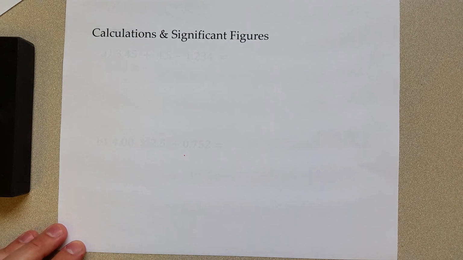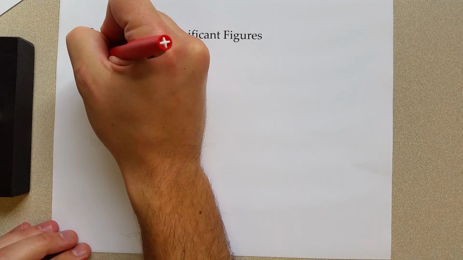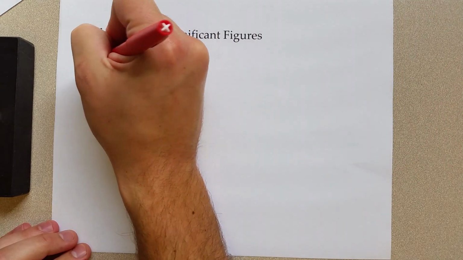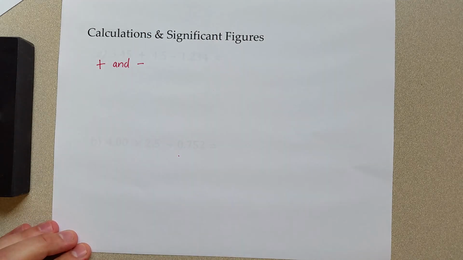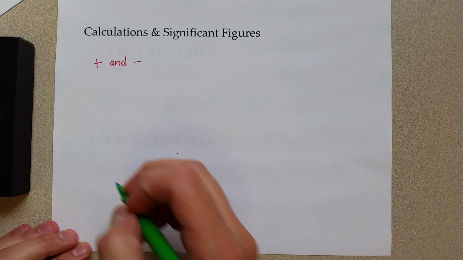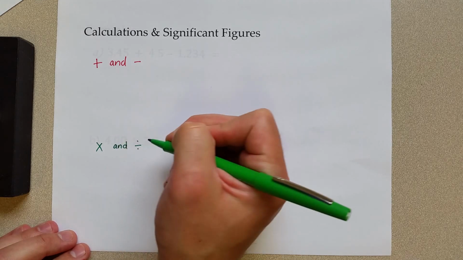Another thing we're going to have to be able to do with significant figures is perform calculations and report our answers to the correct number of significant figures. So there's a couple of rules that we're going to have to apply. There are rules for addition and subtraction, and then there are rules for multiplication and division.